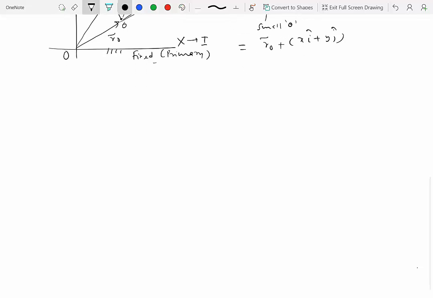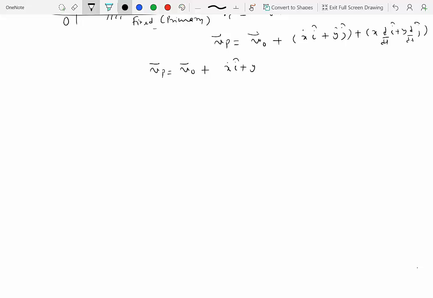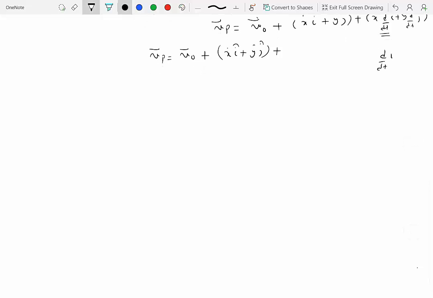All right, so once we have this, we can take the derivative. So this is R of P, and we will get velocity of P equals velocity of O, okay, plus x dot i hat plus y dot j hat plus x d over dt of i hat plus y d over dt of j hat, right? So we get, let me write this again, plus x dot i hat plus y dot j hat. I will just repeat that, plus, let's look at this term. What is d over dt of i hat? So d over dt of i hat is nothing but the rate of change of i hat with respect to time.